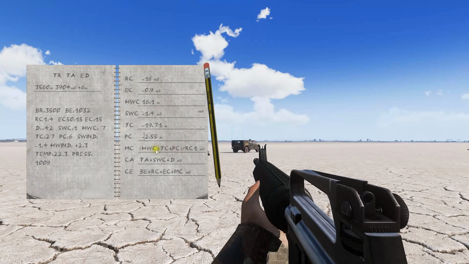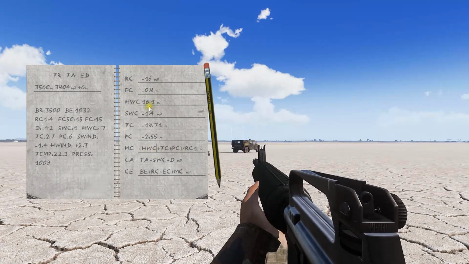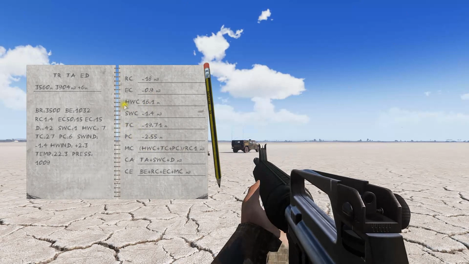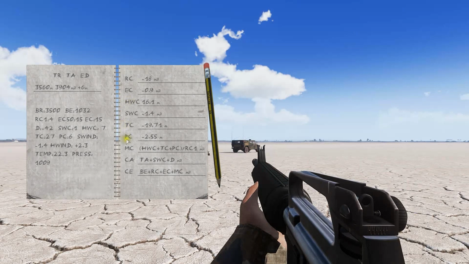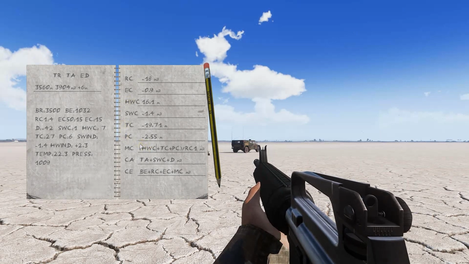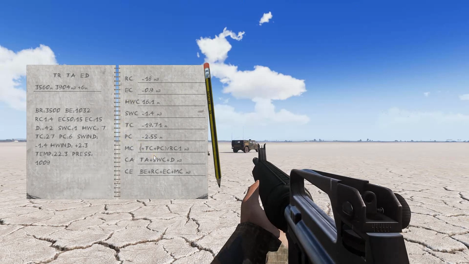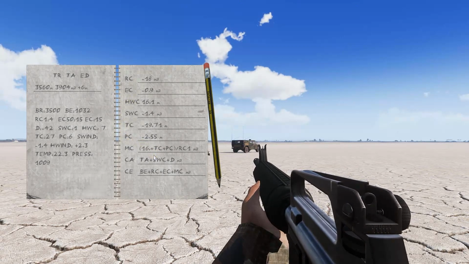How do we do that? Well, we need to add up the headwind correction, the temperature correction, and the pressure correction, which are range corrections. The side wind is not, it is azimuth correction. The headwind correction was plus 16.1 meters.